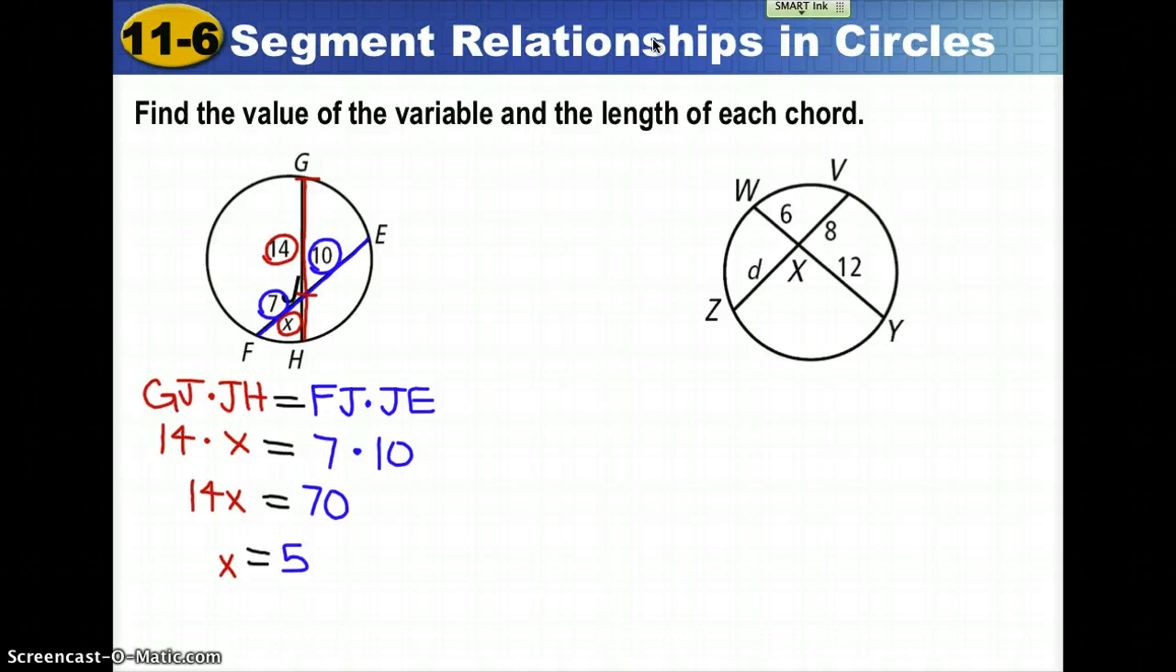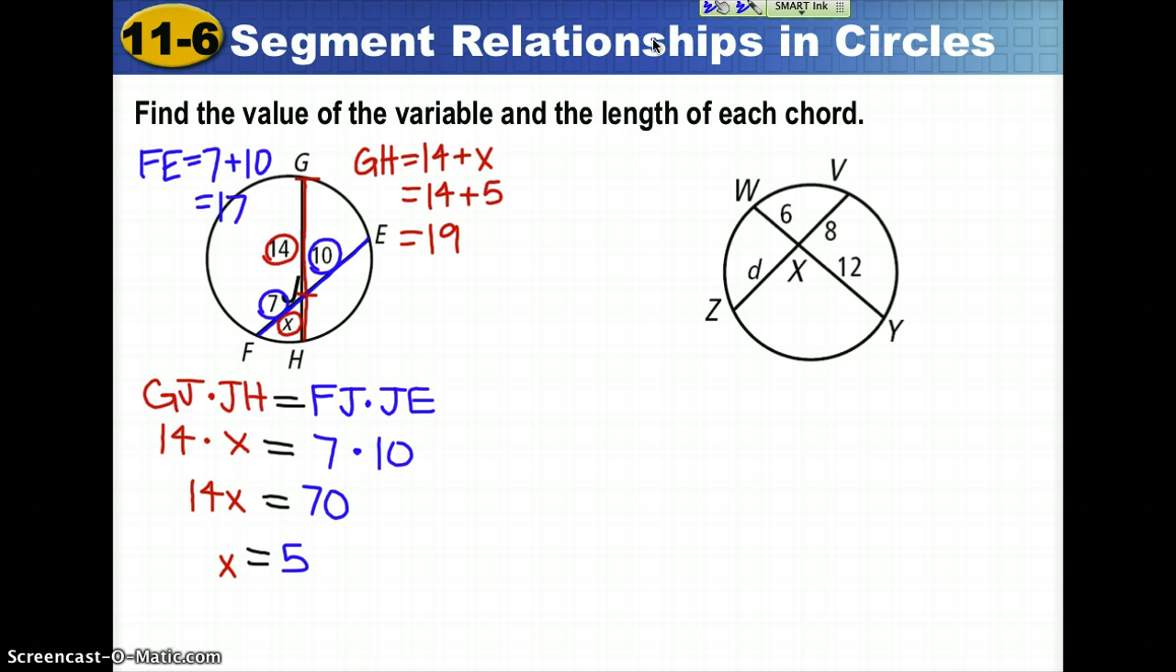We found the value of each variable. The length of each chord comes next. Chord, the red one, GH, is 14 plus x. So GH was 14 plus x. 14 plus 5, and GH is 19. FE, on the other hand, is actually pretty easy. It's 7 plus 10. We knew both parts. FE is 17.